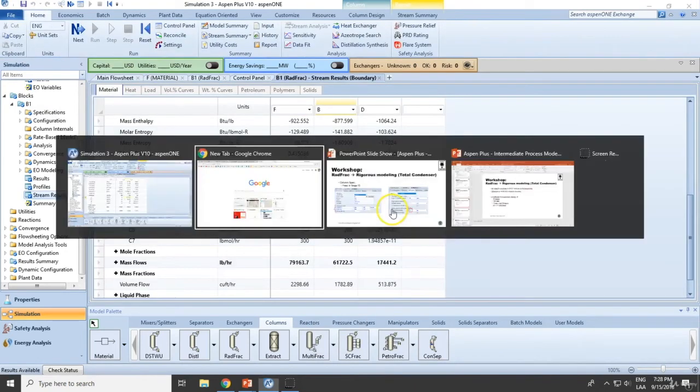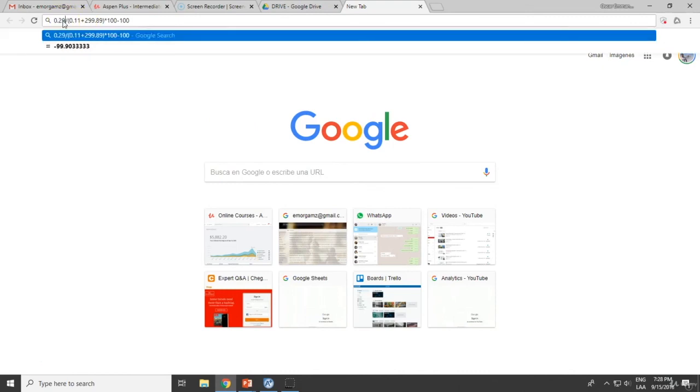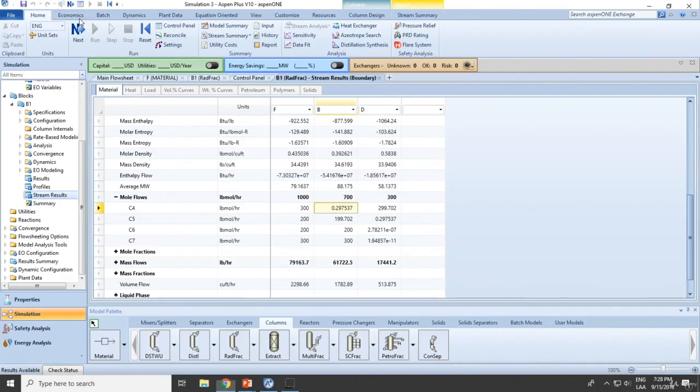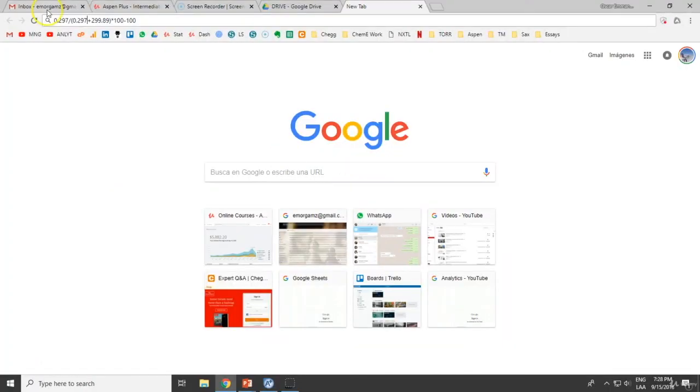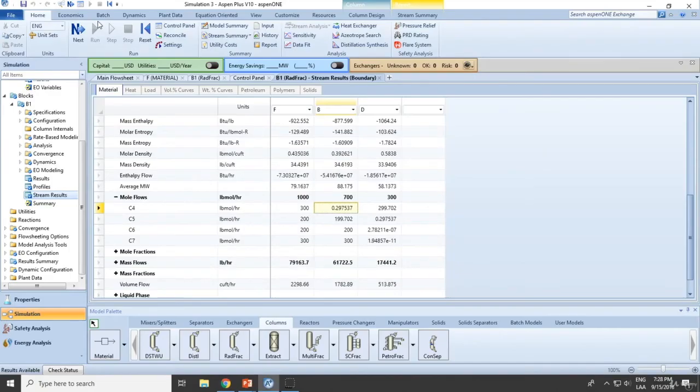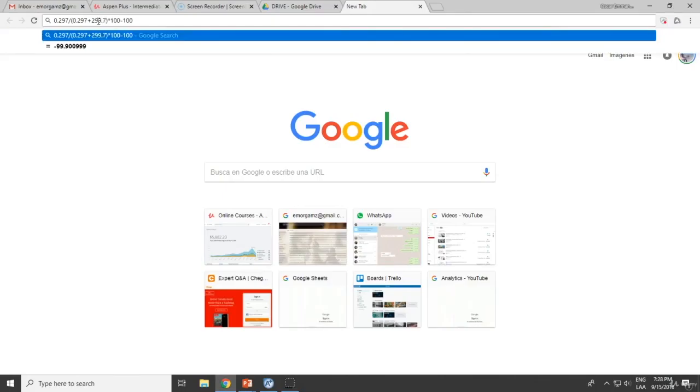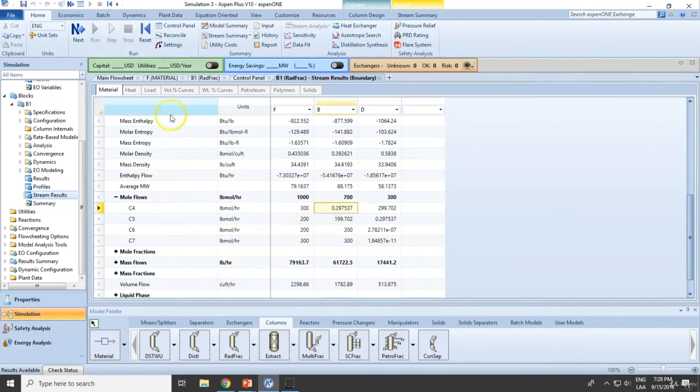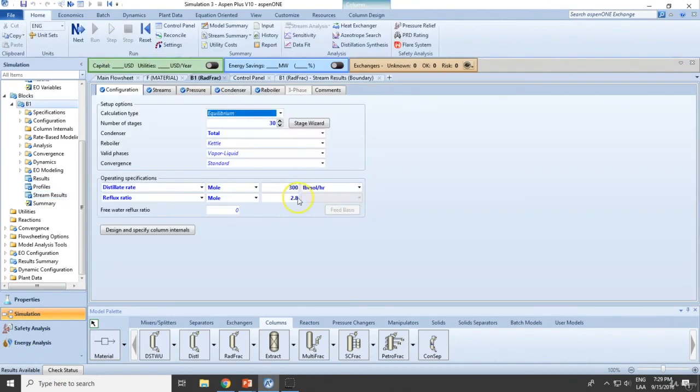So 29.7. Okay, so this is a good fit. The answer will be then 2.8.